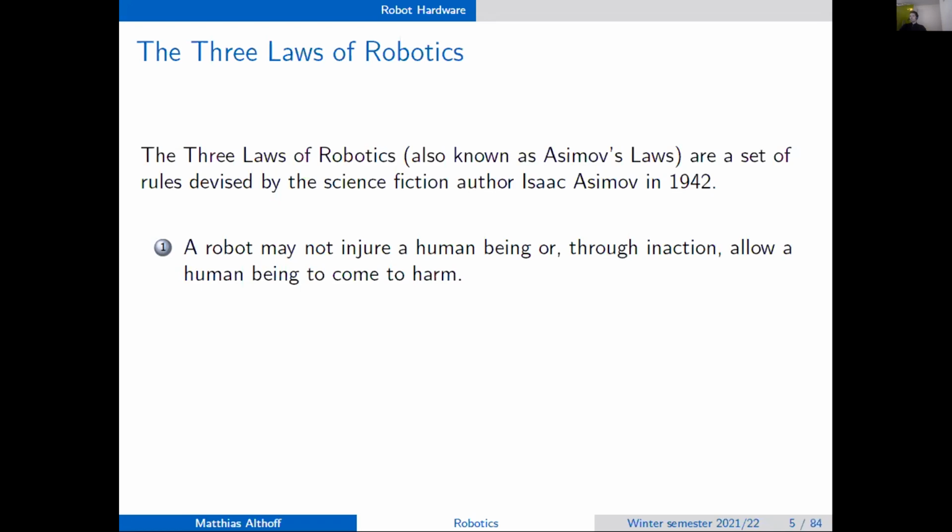First of all, a robot may not injure a human being or, through an action, allow a human being to come to harm. So if a human being is injured and needs help, the robot should help. Who knows the second law of robotics? Maybe just type it in the chat.